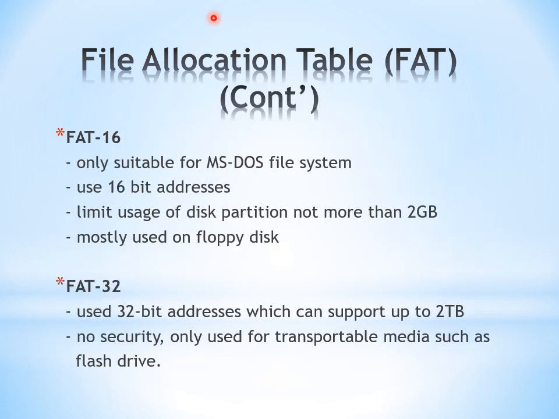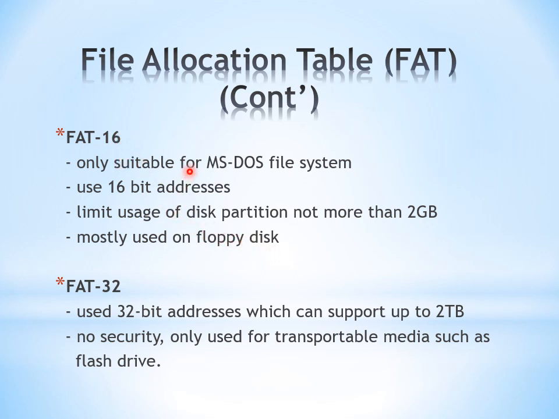Okay, so FAT, we have two types of FAT here. We have FAT 16, and we have FAT 32. In FAT 16, they use 16-bit addresses, and normally this FAT 16 is limited to partitions not more than 2 gig. Therefore this FAT 16 is no longer used right now because most of our data storage is more than 2 gigs. This FAT 16 was mostly used in the floppy disk.